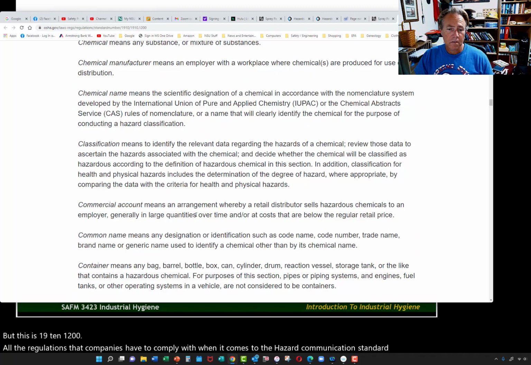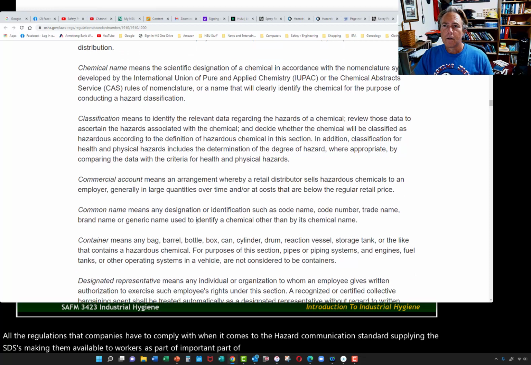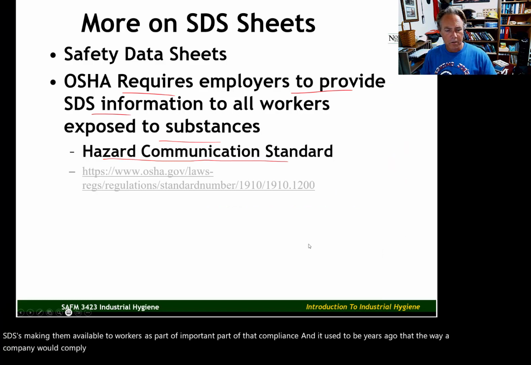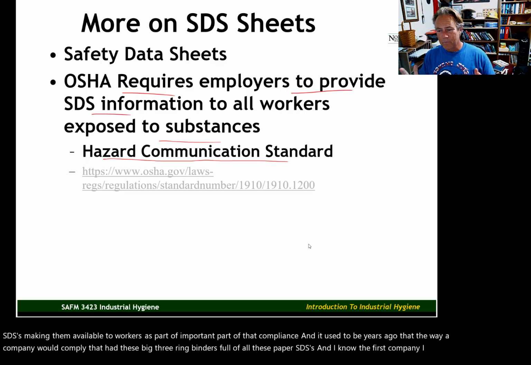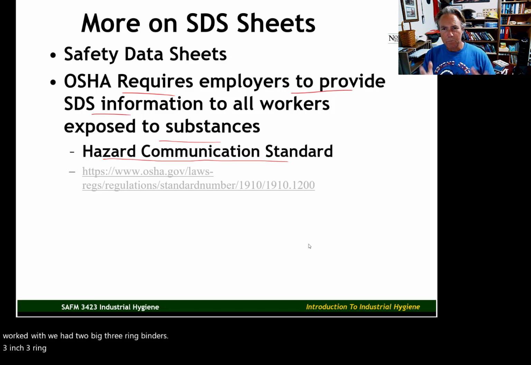Supplying the SDSs and making them available to workers is an important part of that compliance. And it used to be, years ago, that the way a company would comply, they'd have these big 3-ring binders full of all these paper SDSs. And I know the first company I worked with, we had two big 3-inch 3-ring binders, and each superintendent had to keep two of those 3-ring binders in his truck because of all the SDSs we had.